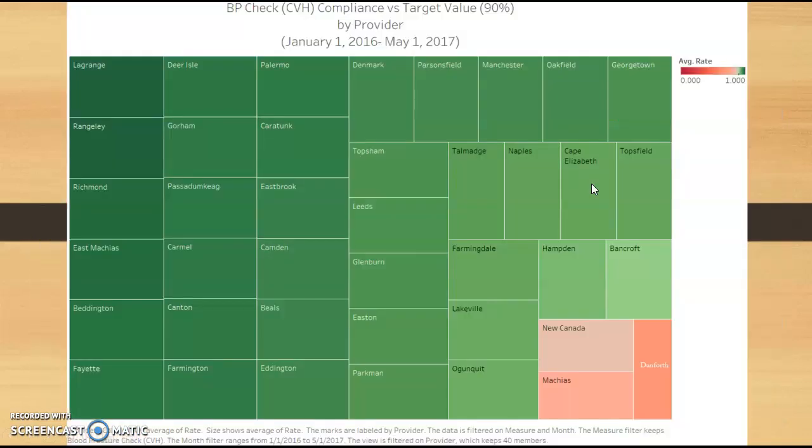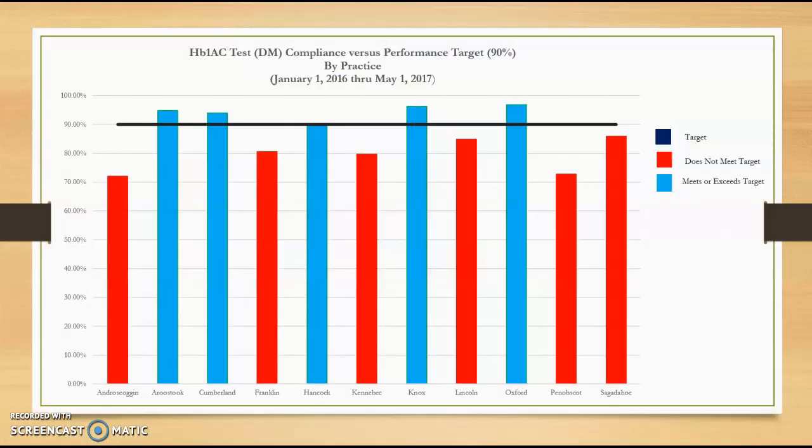Looking at the provider heat map, there are 3 providers who are not compliant with blood pressure checks: New Canada, Machias, and Danforth. The legend indicates that the darker red Danforth is the least compliant, but Machias and New Canada are also not meeting this target rate. The next category is hemoglobin A1c testing, again, which measures the average blood glucose in the body over a 3-month period.